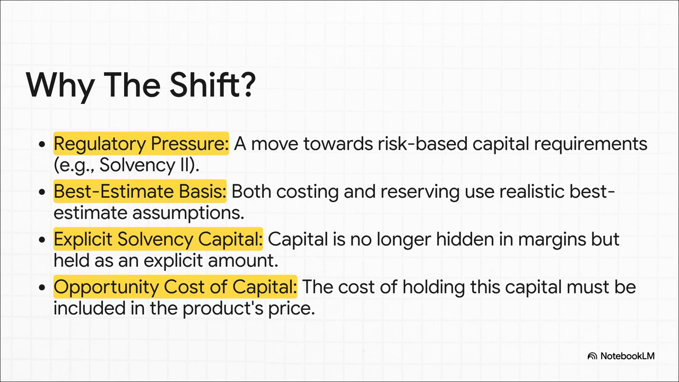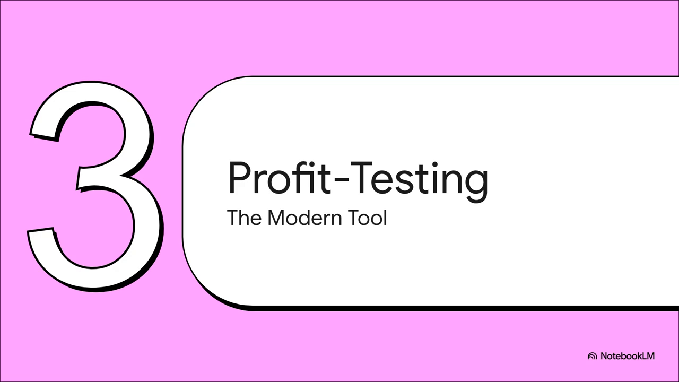And that capital isn't free, right? It has an opportunity cost because you can't use it for anything else. The modern approach says you have to figure out that cost and build it right into the price of the product. So, this all sounds great in theory, but how do we actually do it? How do we implement this modern risk-based approach in the real world?